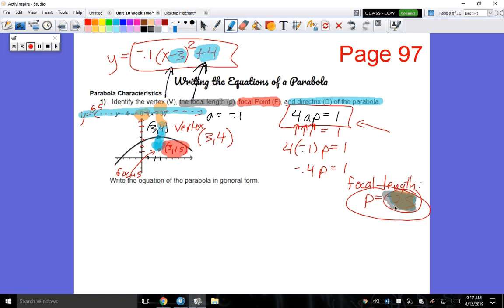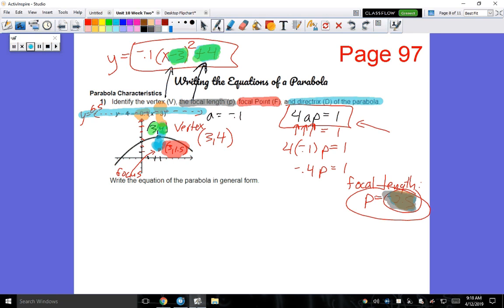And finally, the vertex. Identifying the vertex, we just got from the original equation the opposite of what's inside the parentheses to get the x value, and exactly what you see on the y value to get the y value of that vertex. Okay, so if we want to write this in general form, all we have to do is take what we have and distribute it all out and see what we get for a final answer. Okay, so let's go ahead and do that.